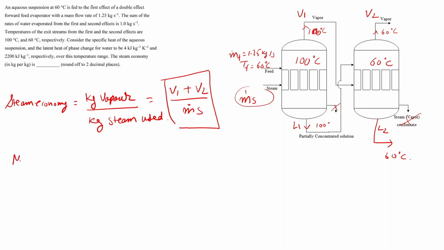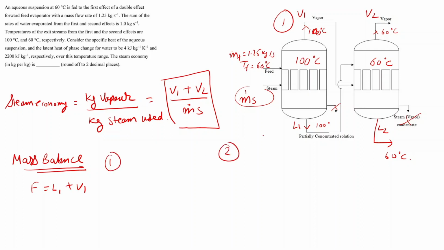So let's start with the mass balance. For the first evaporator, we can write that the feed is equal to vapor plus L1, so F is equal to L1 plus V1. Similarly for the second effect evaporator, now L1 becomes the input. So L1 will be equal to V2 plus L2.